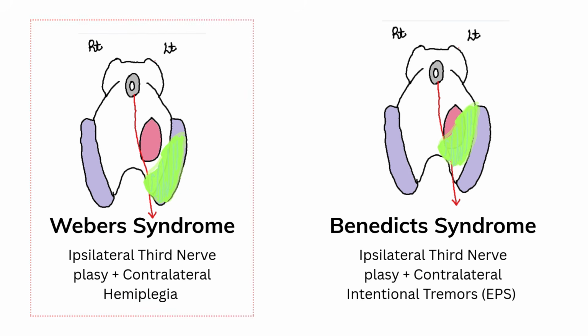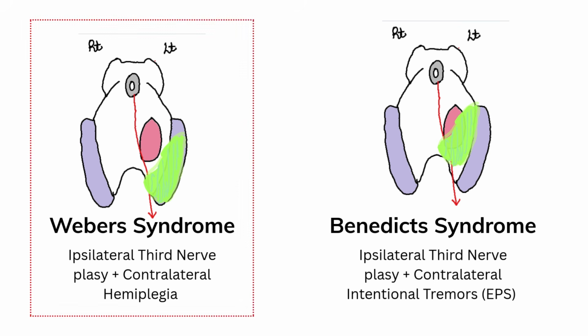Let's go through them. In Weber syndrome, the lesion involves the third nerve fascicles as well as the part of the crus cerebri. The crus cerebri contains descending motor fibers to the contralateral side of the body. Therefore, the patient here will present with ipsilateral third nerve palsy and contralateral hemiplegia.